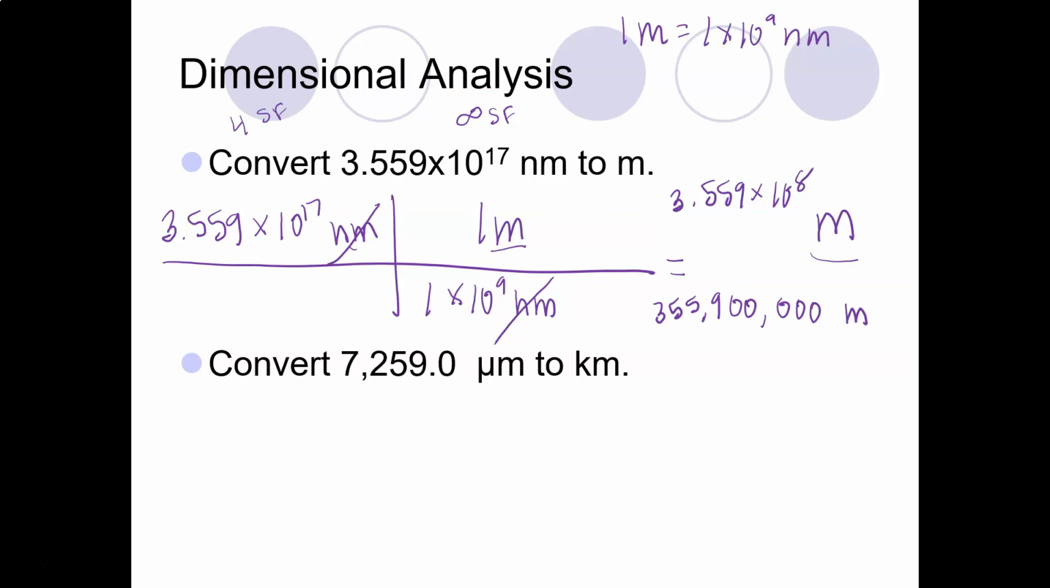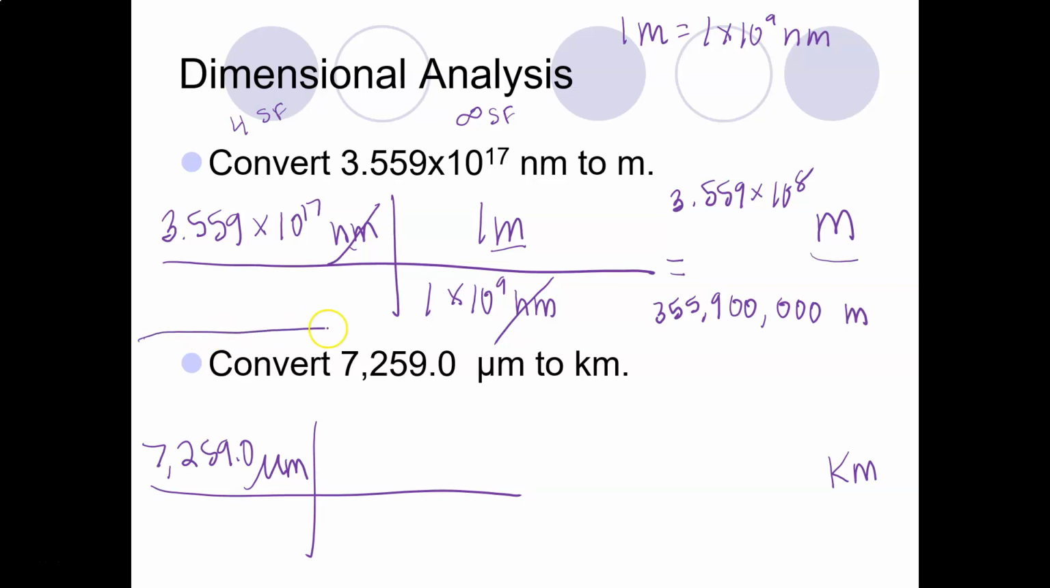Second one, convert 7,259.0 micrometers to kilometers. So I'm solving for kilometers, and I'm starting with 7,259.0 micrometers. And it's time to math. Well, I don't have any unit factors, so again, we got to think. It's from the metric prefix table.